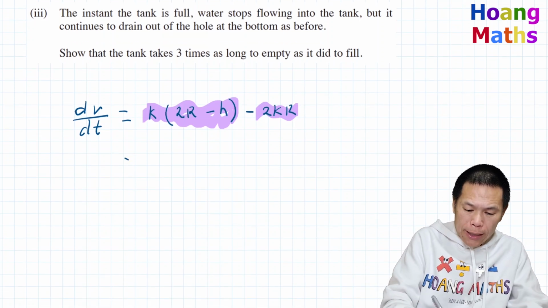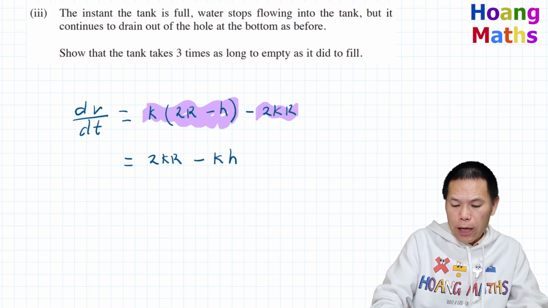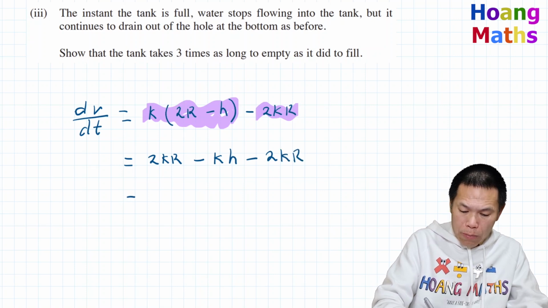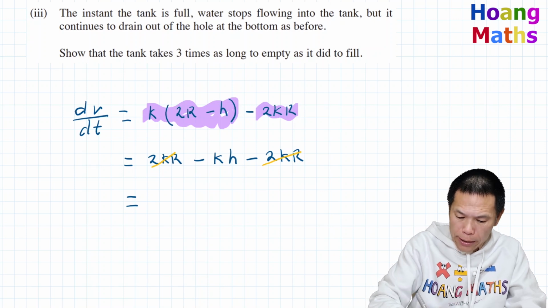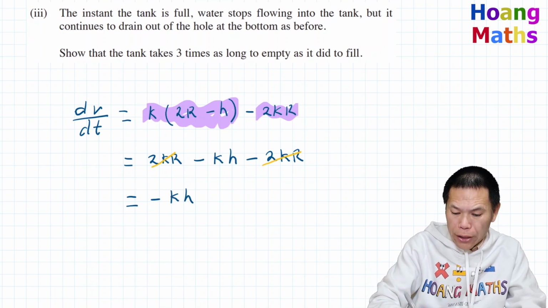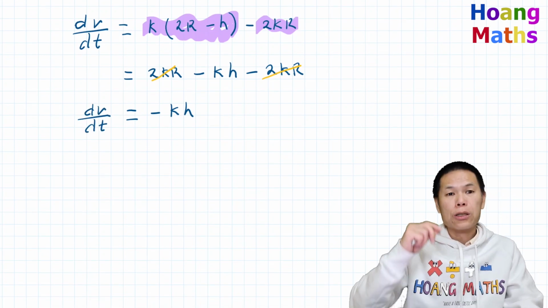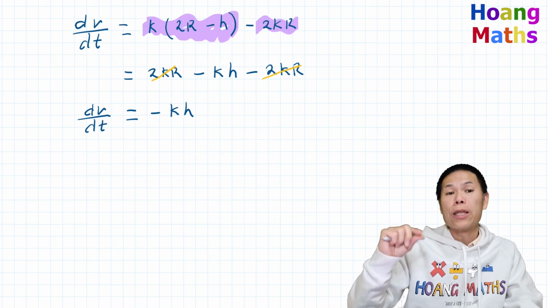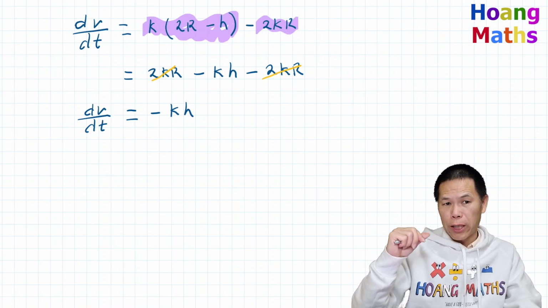So let me expand this out. That gives me 2kr − kh − 2kr. These two we can cancel out, so that is negative kh, which gives me dV/dt. Don't forget, when the tank is full, there is no water flowing into the tank, only flowing out. So keep that in mind.